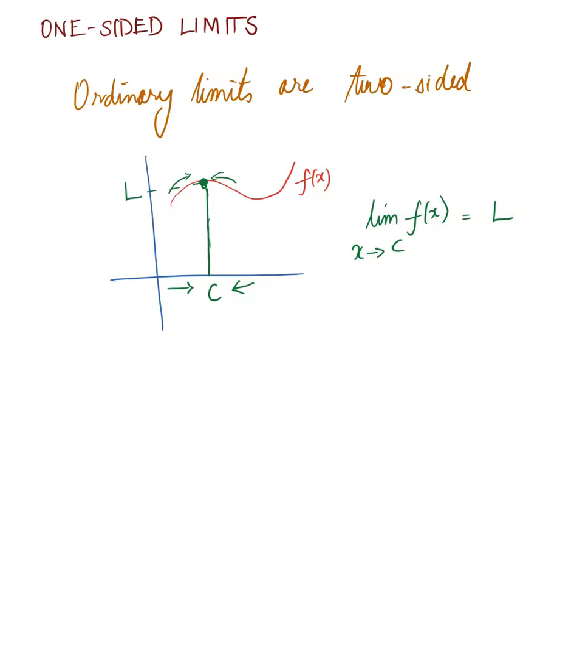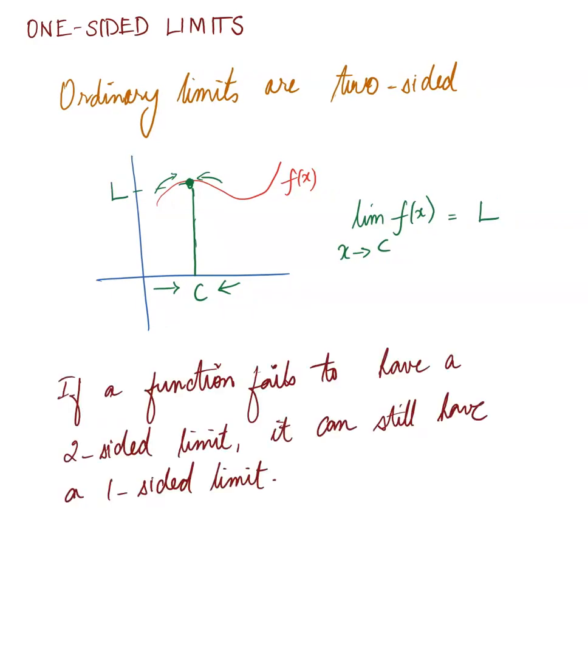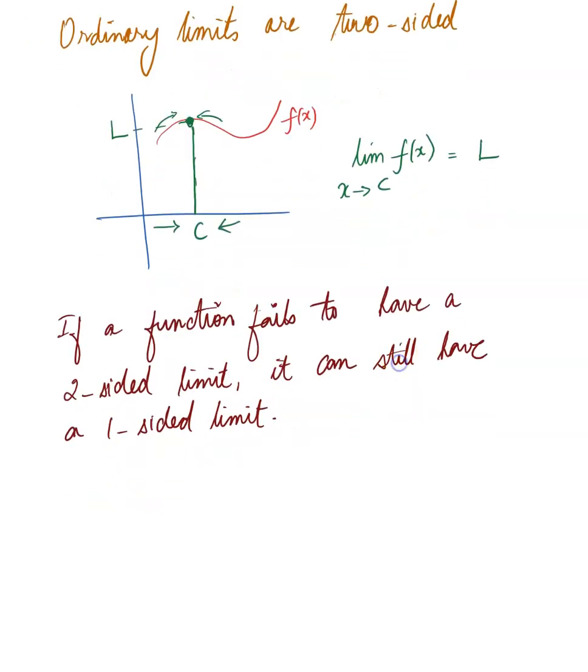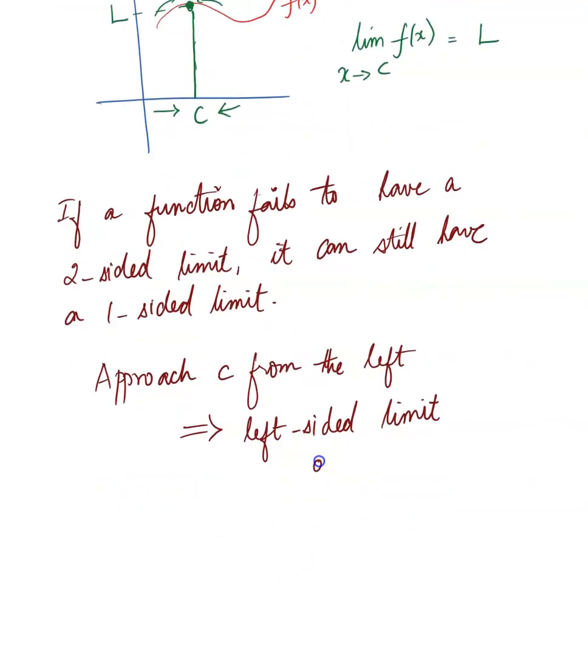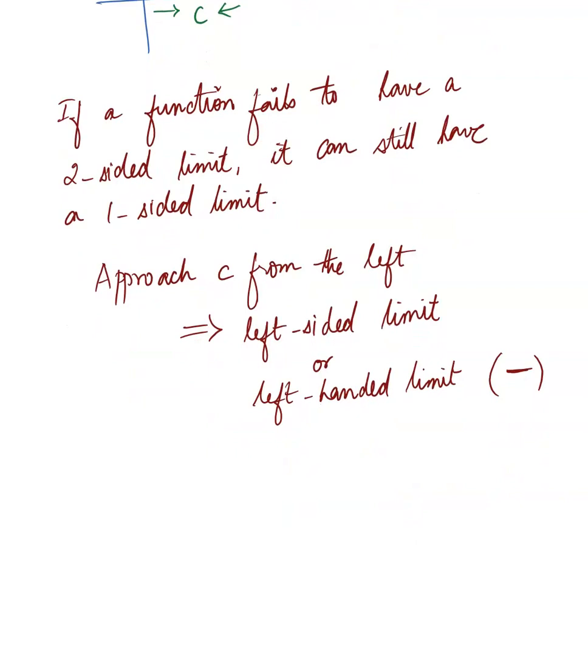So if a function fails to have two-sided limits, it may not point to that same L, but it could have a one-sided limit and point to L just from one side. Okay. So you can see that if the function fails to have two-sided, we can still go with one-sided. And so if we approach it from the left, meaning if we approach C from the left, it implies that we have a left-sided limit. Sometimes it's also known as left-handed limit, right? Now remember, the notation for this would be minus. I'll shortly give it to you in the full format, but remember minus. When you approach from the left, it takes the minus as the symbol for it.